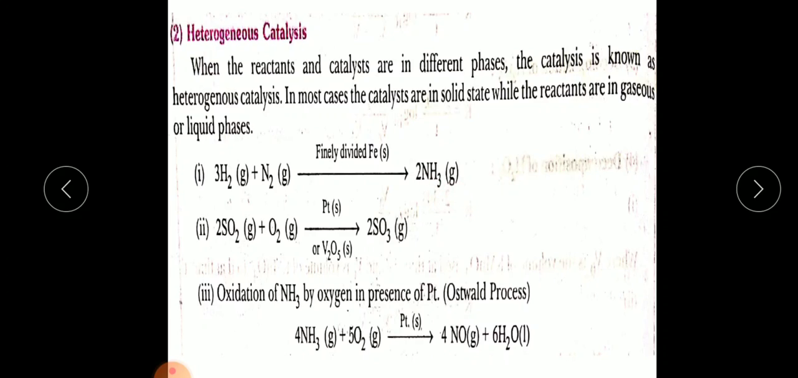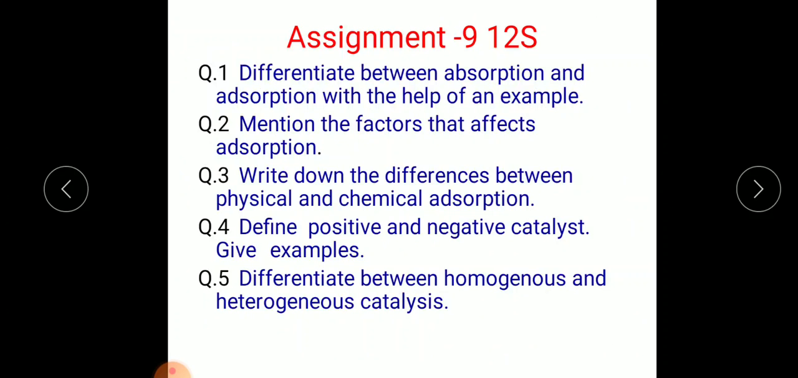Now in this, we have the reactant gases, but the catalyst that we are using is solid, so they have different phases. Such a type of catalysis we can call heterogeneous catalysis. Similarly, sulfur dioxide and oxygen giving sulfur trioxide in the presence of platinum, and oxidation of ammonia by oxygen in the presence of platinum, that is also heterogeneous catalysis.